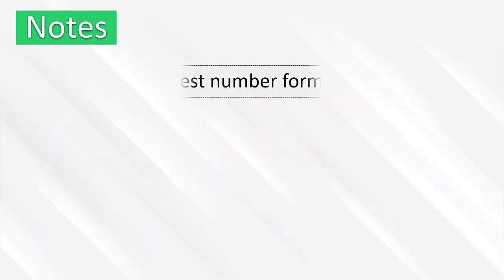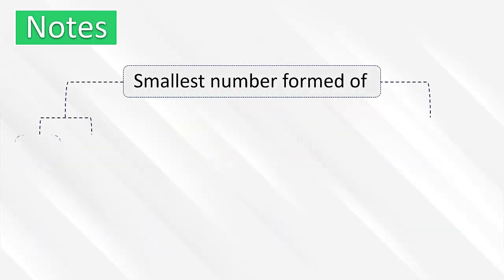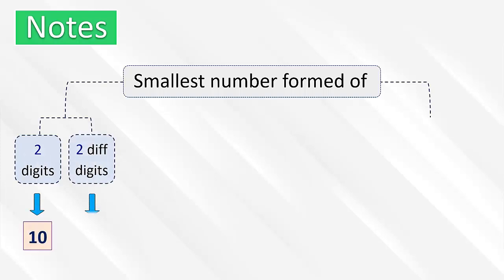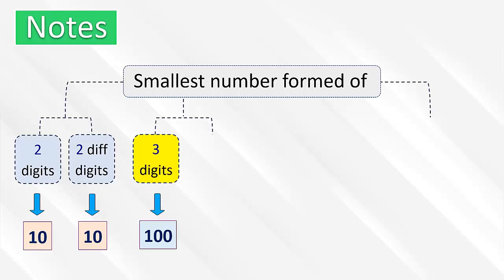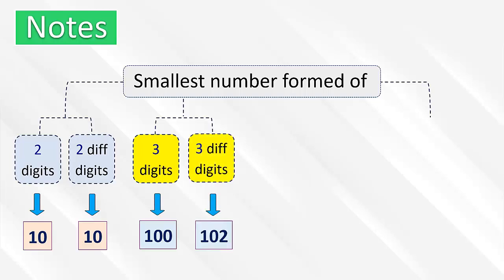The greatest five-digit number is 99,999, and if the numbers are different, the greatest number is 98,765. As for the smallest number, the smallest two-digit number is 10. And if they are two different numbers, it is also 10. The smallest three-digit number is 100. And if they are three different numbers, it is 102.